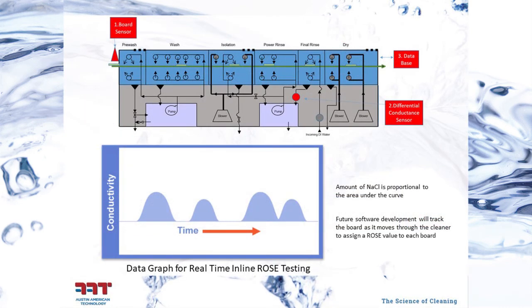Now, this is how it looks on a graph. Basically, the hump there, anything underneath that curve is going to be your change in conductance, which is how we would do our calculation. Of course, the amount of sodium chloride coming off of the boards is proportional to the curve. Now, we do not have this developed as of yet. As far as we know, nobody has this developed, but it is something that with some software and board tracking as it goes through an inline cleaner, we believe it can be done.